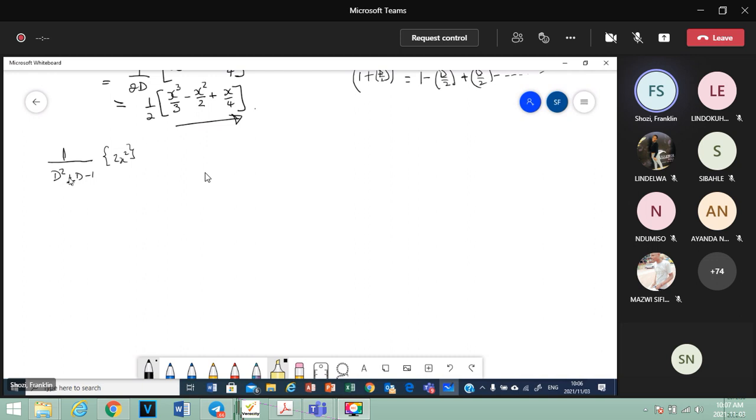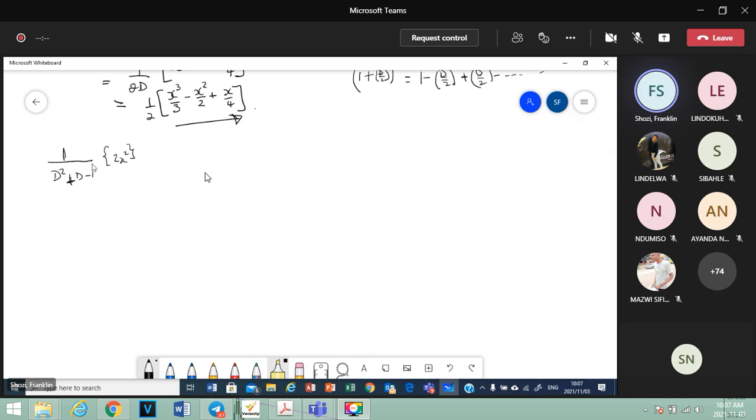It's 1 minus d plus d squared. The second one is 1 minus d to the power minus 1. The expansion is 1 plus d squared. So we'll try and play around with that such that it gives us something that is known to us precisely.